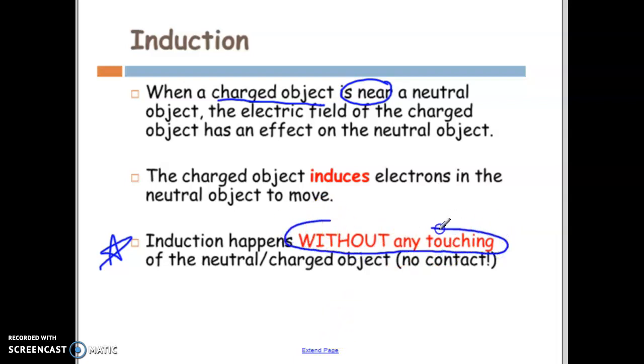So here's the key to induction that makes it different from any other charging type. The induction happens without the neutral object being touched by the actual charged object. So it's being forced to change charges without any touching whatsoever. If you remember, friction, you have rubbing occurring, and contact, you have touching, right? So you have a charged object touching a neutral object. Induction, you have it coming close, but not touching the object whatsoever.